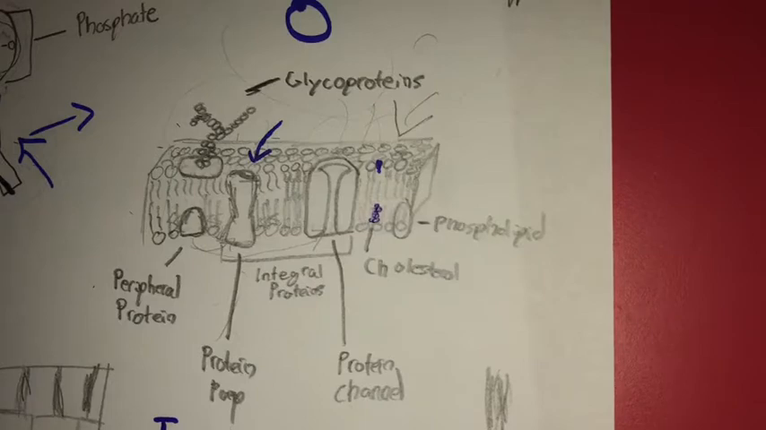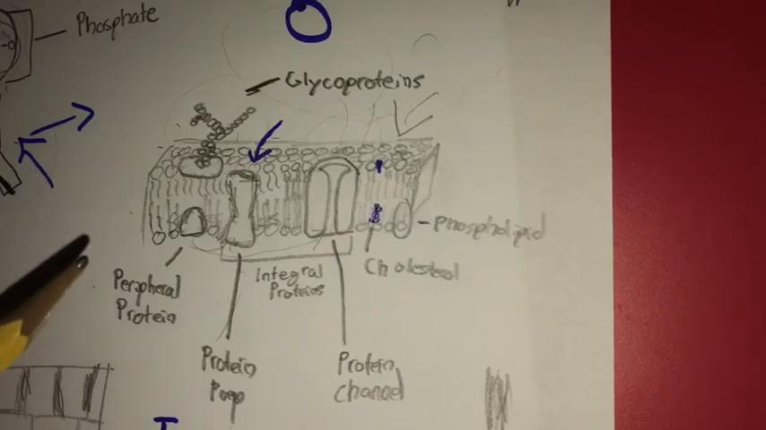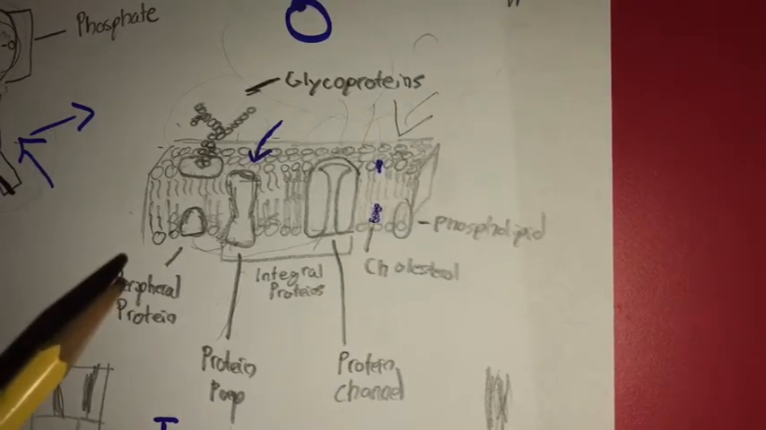Okay, and finally, the final function of the cell membrane are enzymes. Enzymes are a substance produced by a living organism that acts as a catalyst to bring about specific biochemical reactions.